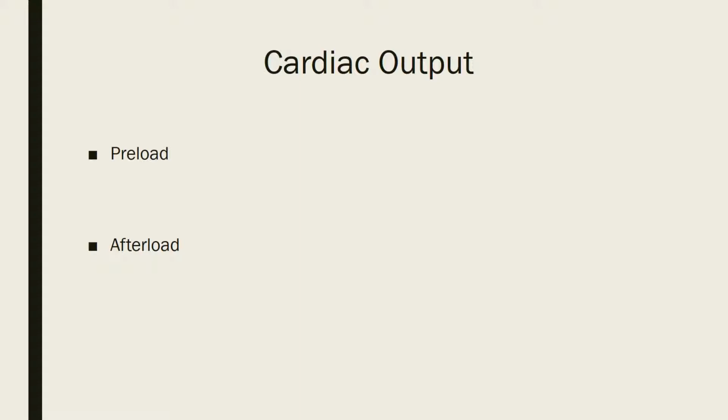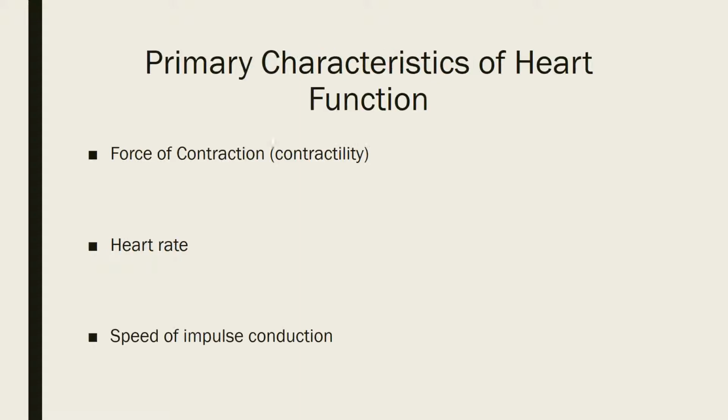Then the afterload, that is the arterial pressure. This is the pressure in the aorta that must be overcome for the blood to be ejected from the left side of the heart. So remember, where is the left side of the heart pumping the blood out to? It is pumping it out to the periphery. So it's got to be able to have a good contraction to push that blood out. The force of contraction, which is your contractility. This is the ability to increase the strength of the contraction. This is your positive inotropic effect.